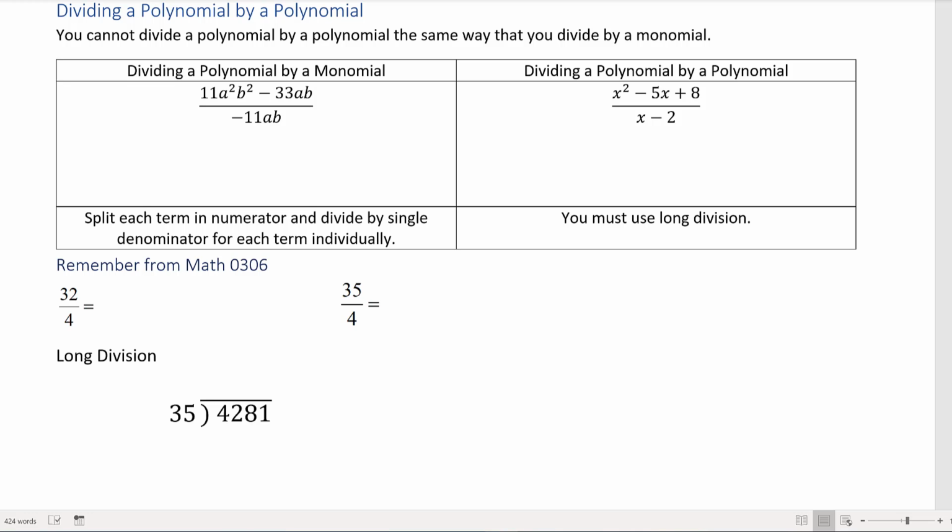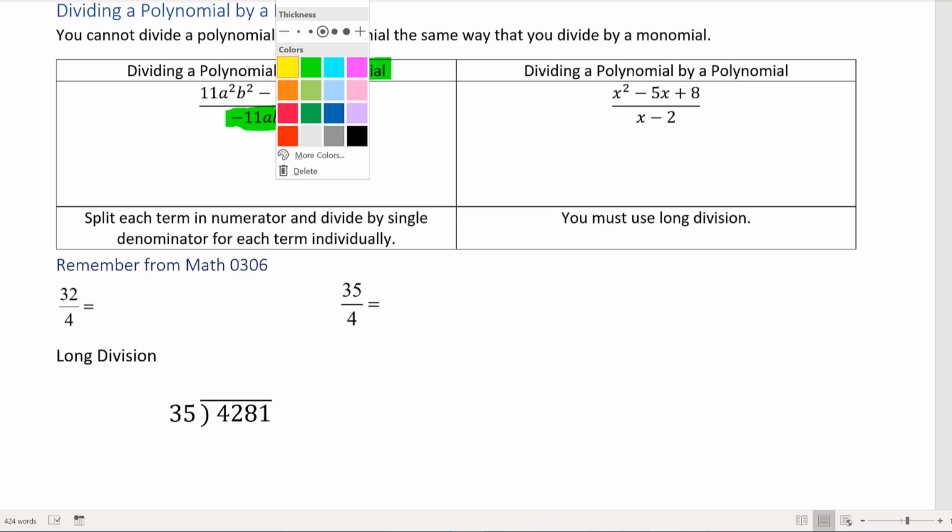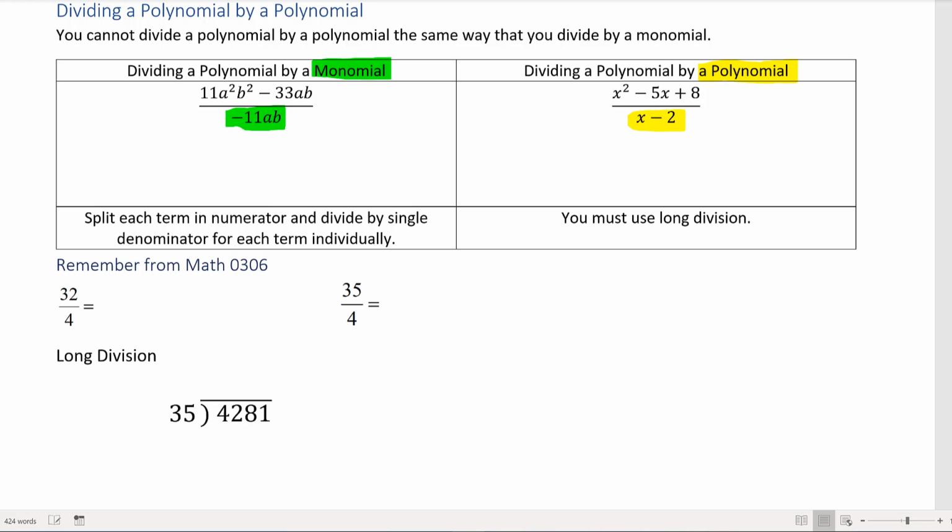Next, we are going to learn how to divide a polynomial by another polynomial. Now, you cannot divide a polynomial by a polynomial the same way that you did by a monomial, okay? So I want to emphasize the difference between dividing by a monomial when there's only one term in the denominator versus when you're dividing by a polynomial when you have more than one term.